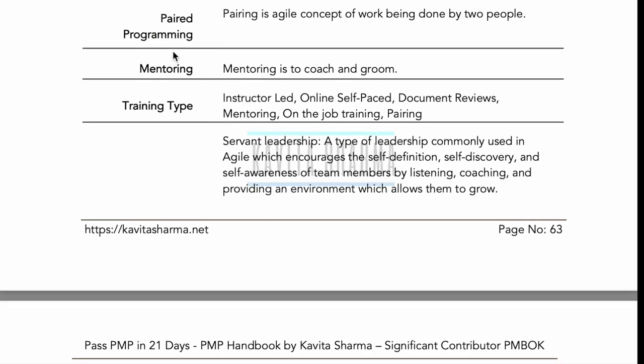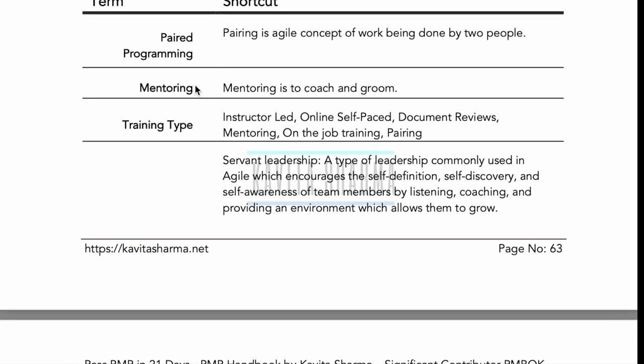Paired programming is two people working together, developer and tester, or two developers taking different roles. One is a lead developer, the other one observes, and after some point of time, the other one takes over, the second one develops, and the first one observes. So that's a concept in software.